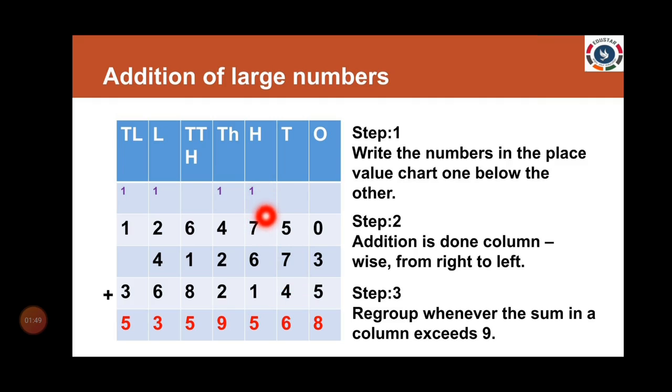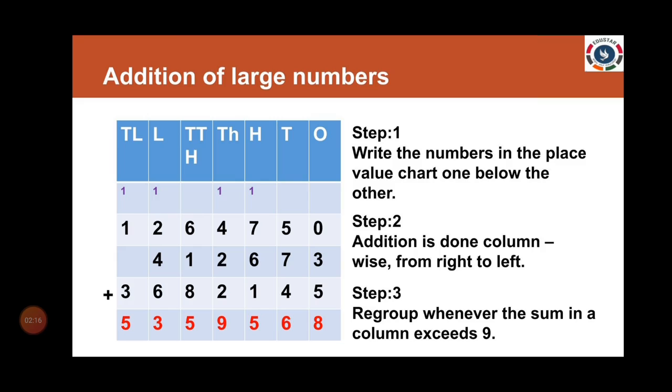Then you add 1 plus 7 plus 6 plus 1 in the hundreds place. How much are you getting? 15. So write 5 in the hundreds place, and that 1 moves as a carry to the next place, the thousands place. So write 1 at the top. Again you have to add 1 plus 4 plus 2 plus 2. Finally you get 9, a 1 digit number, so you write it in the same thousands place.